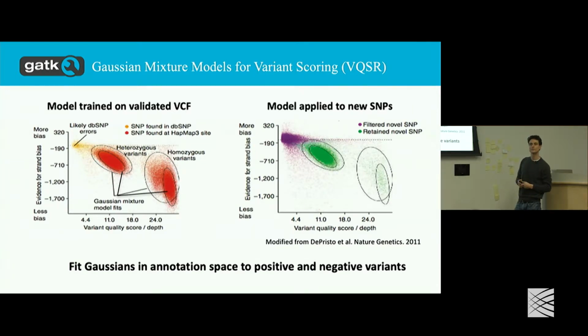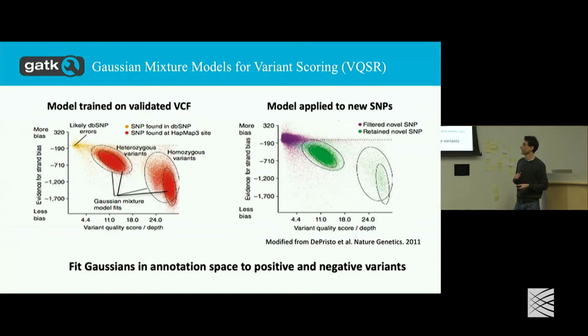How do you figure out how many Gaussians to fit? Because I see you are showing 4 there. Indeed, yeah. So that's what we call a hyperparameter, and it's something you give to the model. We have default recommendations that work well. I think it's 7 by default for SNPs and 5 by default for indels.